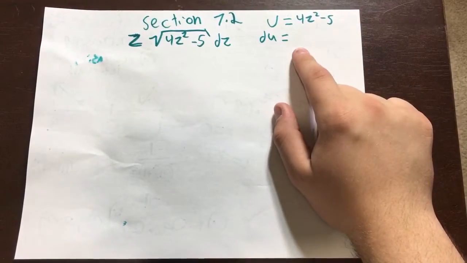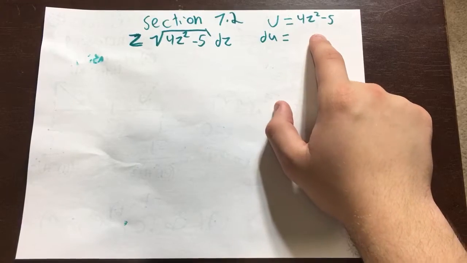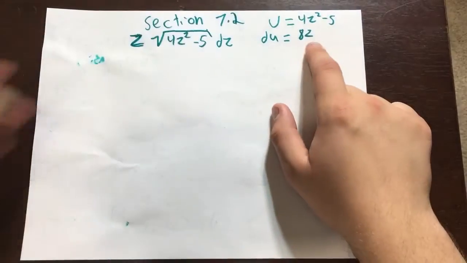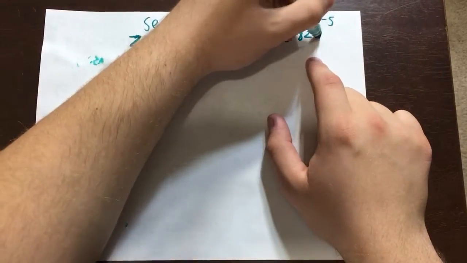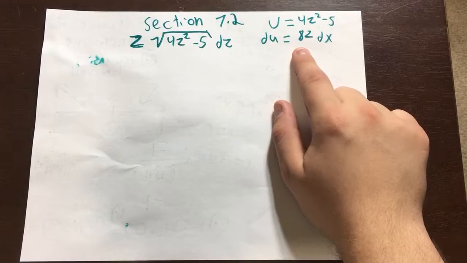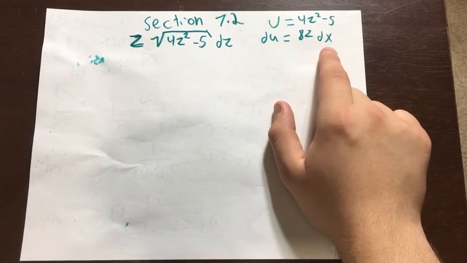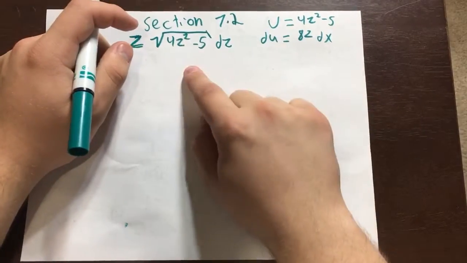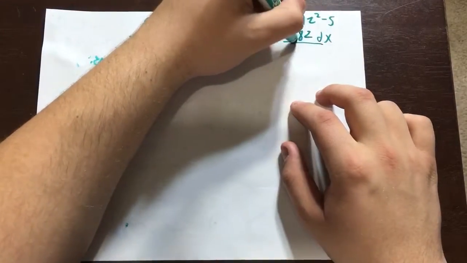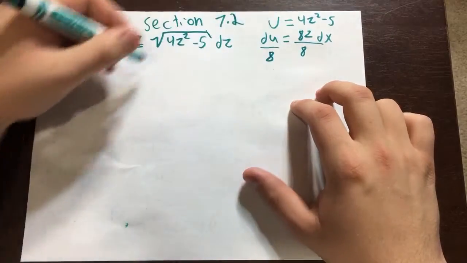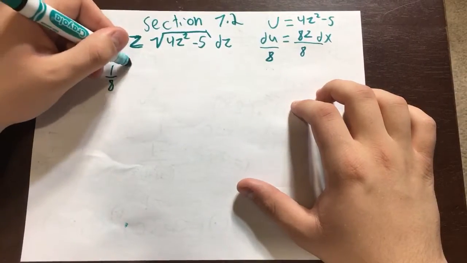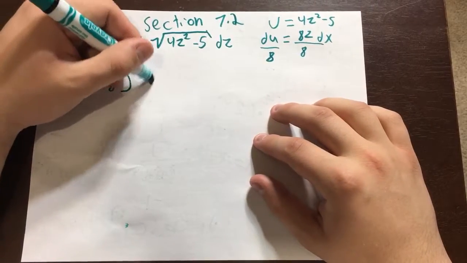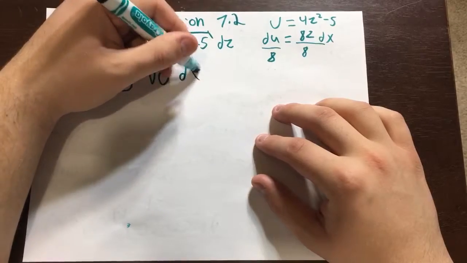To do du, we take the regular derivative of this, which is just 8z dx. We don't like the 8z and the dx being together. We want to get that 8 over here, so we divide by 8 on both sides. So we're going to have 1/8 the integral of the square root of u dx.